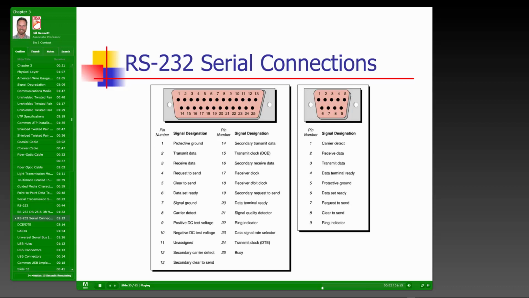And the same is true in the 9-pin connector. Pin 1 is used for carrier detection, meaning that we have a flow of electricity between the two devices. And then pin 2 is used for receiving data, and pin 3 is used for transmitting data, but then all of the rest of the pins are used for some other purpose, not to actually carry the data itself.